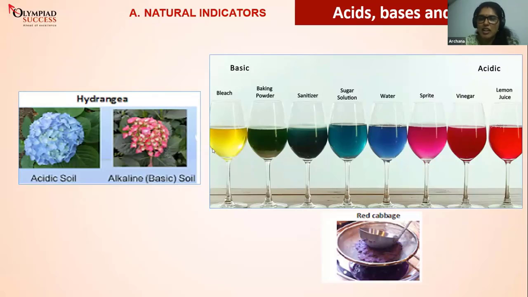Correct? If I put mango juice, what color will it give? What color can it give? Will it give yellow color, green color, pink or red? Mango juice.